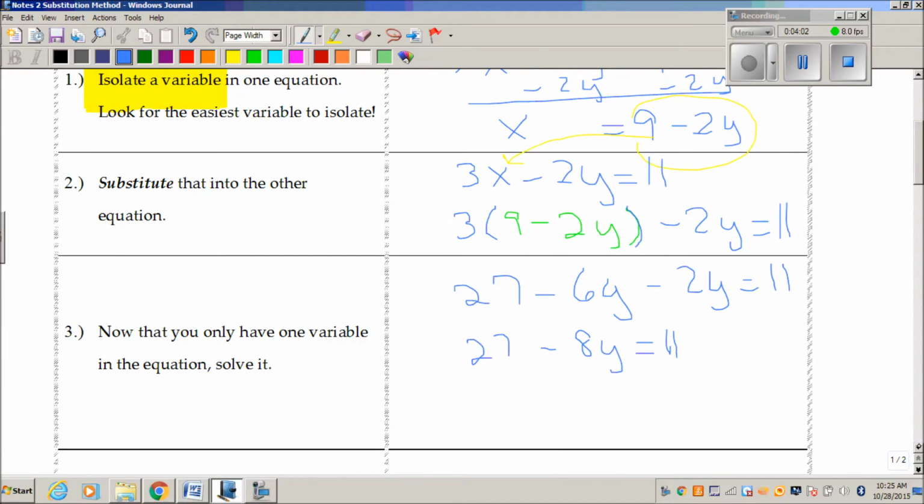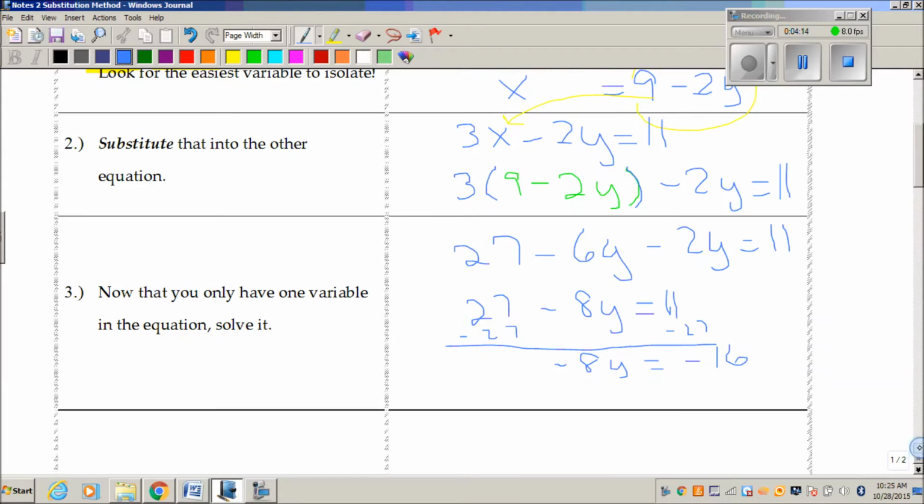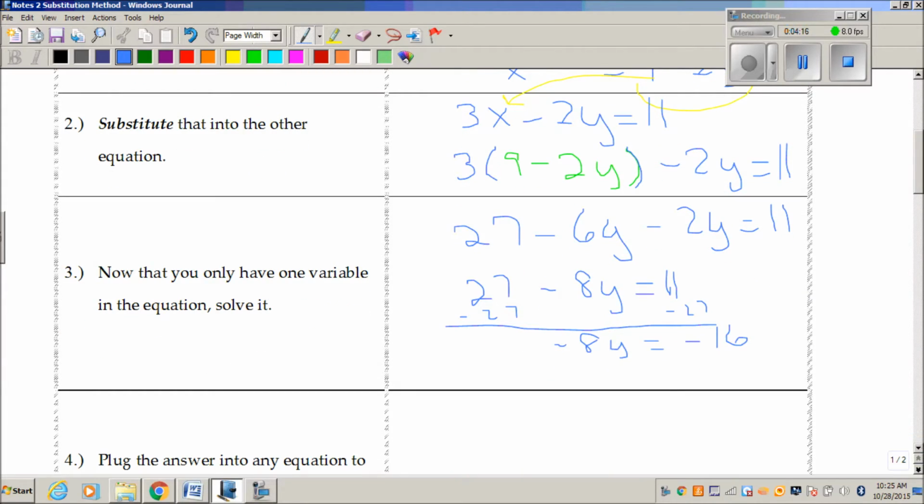I'm going to subtract 27 from both sides of my equation. I have negative 8y equals negative 16. I'm going to divide by negative 8, and I get y equals 2. So now I've found the value of y that works.